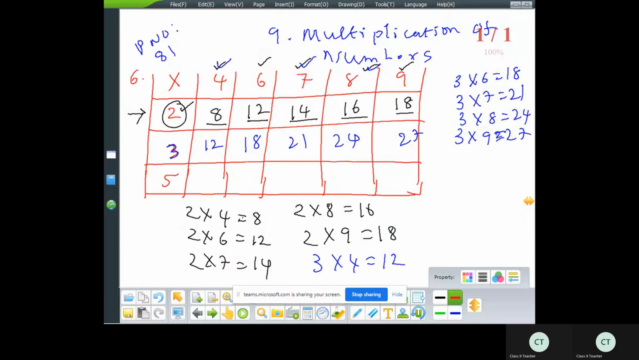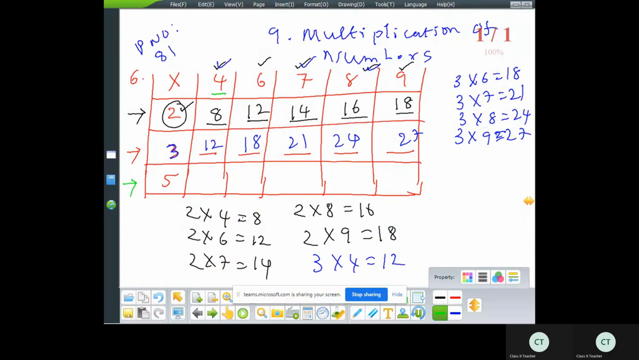Yes. Second row, that is 3. We need 3 tables. 3 4s are 12, 3 6 are 18, 3 7s are 21, 3 8s are 24, 3 9s are 27. Now final row, that is number 5. We need 5 tables.